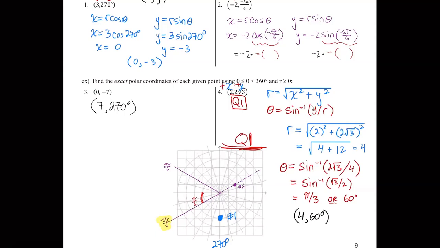Now, all I would need to know is what the cosine of pi over 6 is, and that's going to be radical 3 over 2. And the sine of pi over 6 would be 1/2. All right, so we're looking at -2 times negative rad 3 over 2, which is going to be positive radical 3. And -2 times negative 1/2 is just a positive 1. All right, so therefore, my final answer coordinate would be radical 3, comma 1.